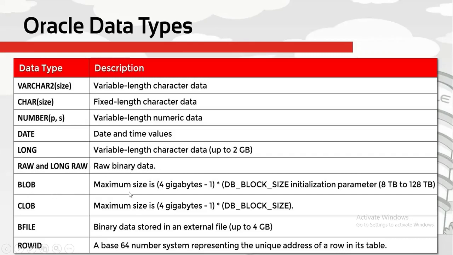And blob, maximum size is 4 gigabytes minus 1 times the db_block_size installation parameter, so 8 TB to 128 TB. Most probably we do not use these two, blob and clob. You will learn these two in more depth in the next chapters. Okay, so row ID. Row ID is a base 64 number system representing the unique address of a row in its table. So row IDs are simply the physical address of the rows. So I think you understand these data types and descriptions.